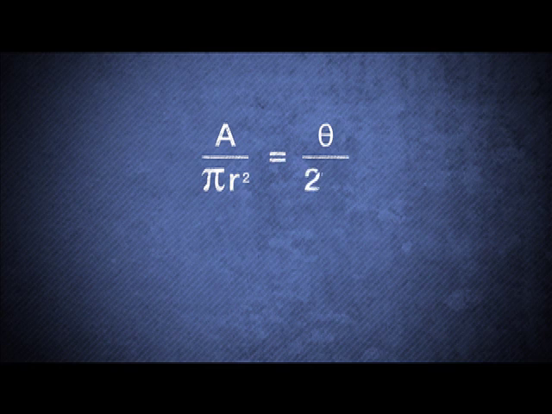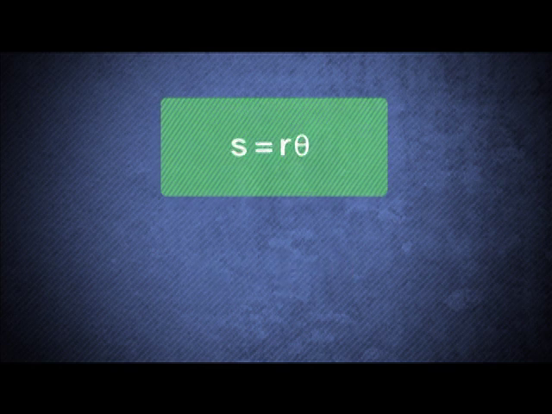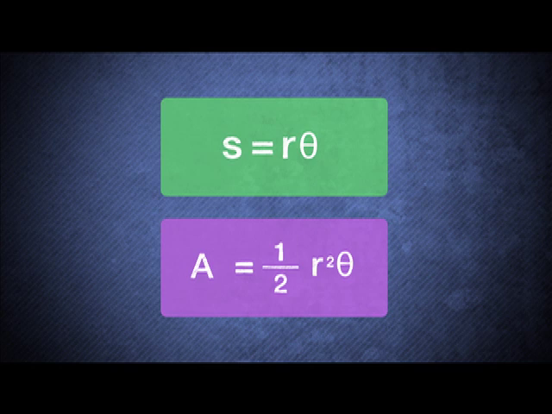By using the same method and the ratio of area of a sector to the area of the entire circle, we are able to derive the formula of area of a sector. These two are the fundamental formulas in circular measure.